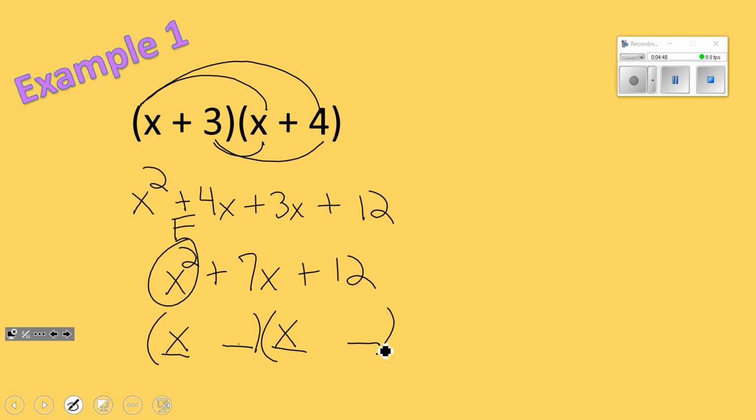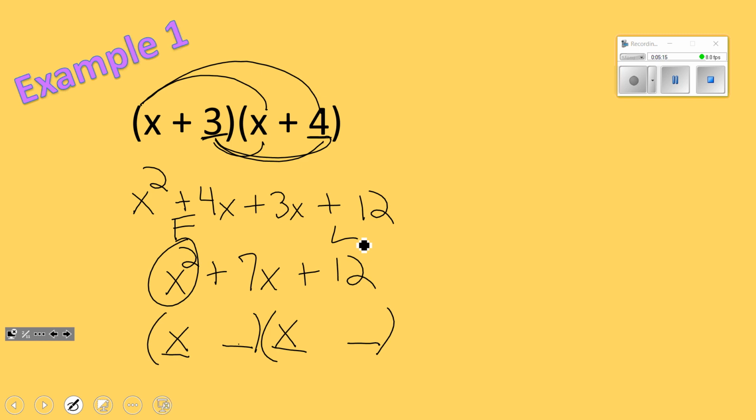And then whatever number I put here, last times last, is going to give me which piece? Let's think about it. How did I get the 12? By multiplying the last times the last. And that gave me the 12. So whatever I put in these two blanks has to multiply to be 12. How did I get the 7? Where did it come from? We added the two numbers.